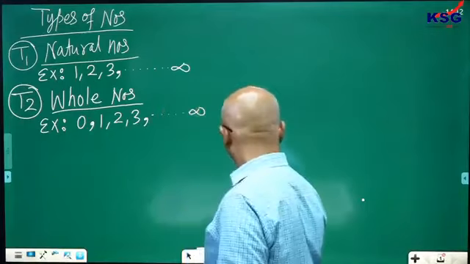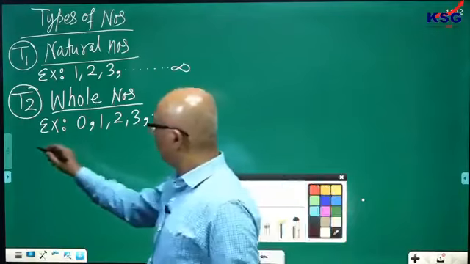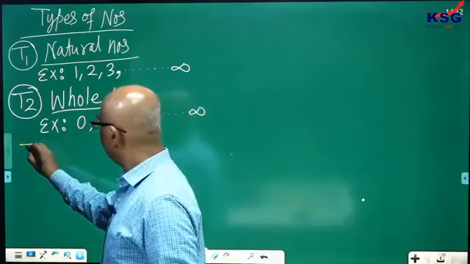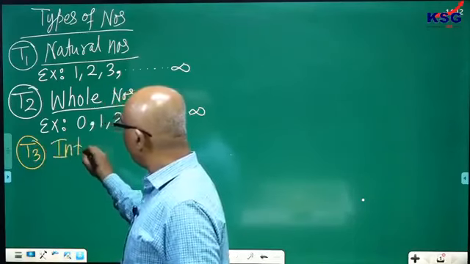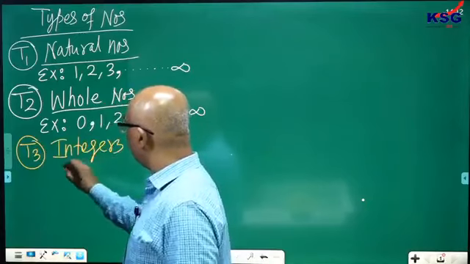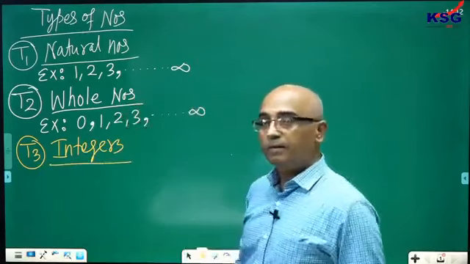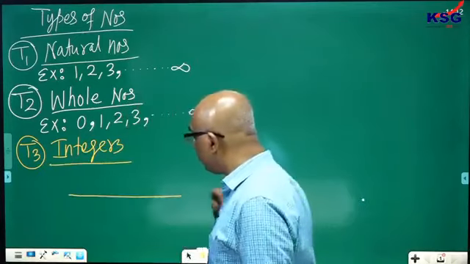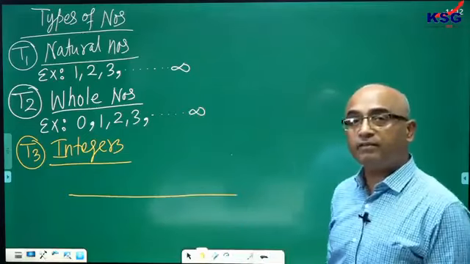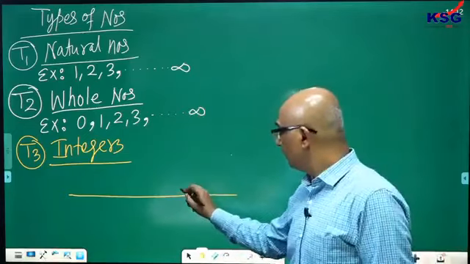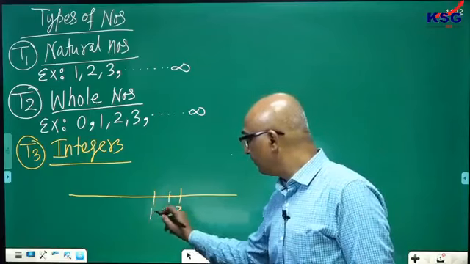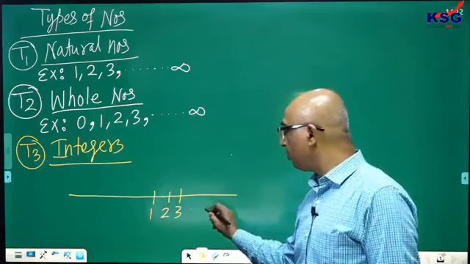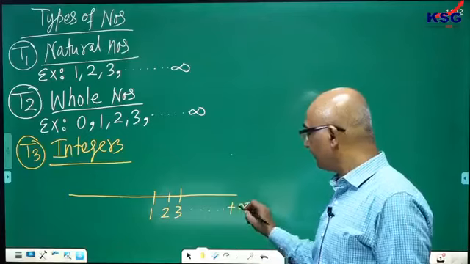Type 3: integers, integral numbers. Now see, students, integers on the number line. 3, 2, 1, and 1, 2, 3, and so on, to plus infinity.